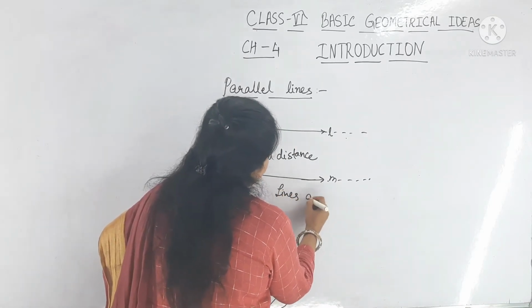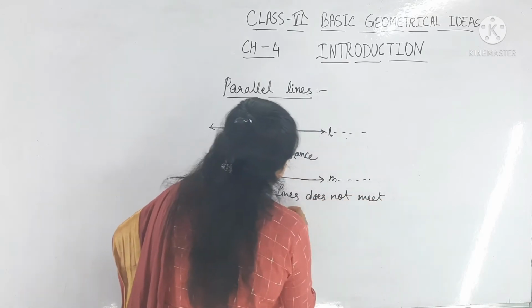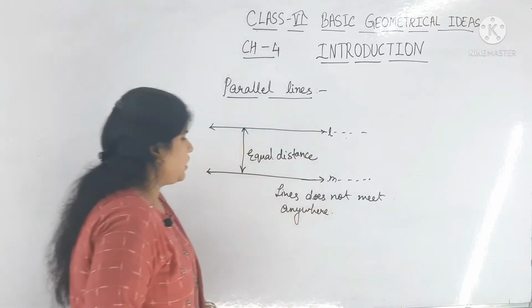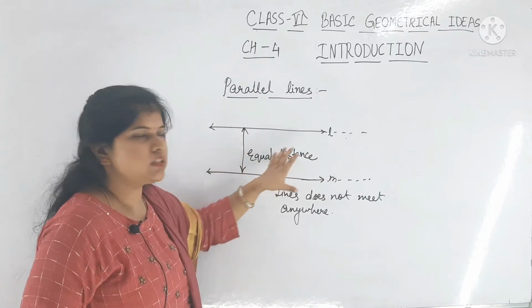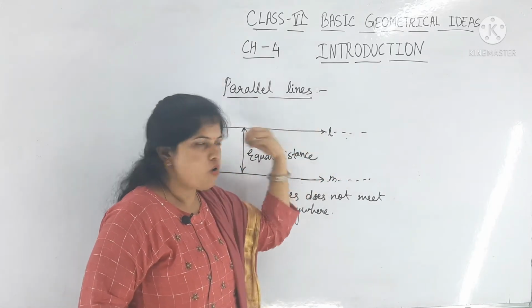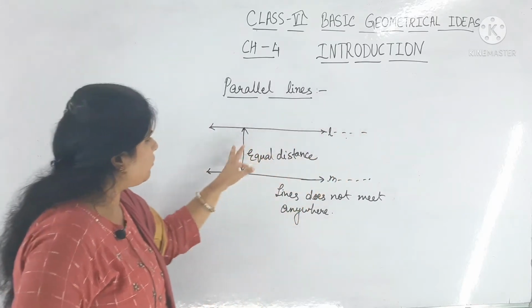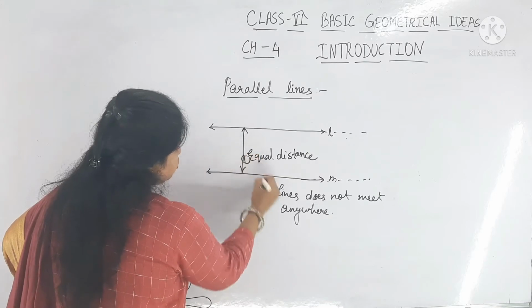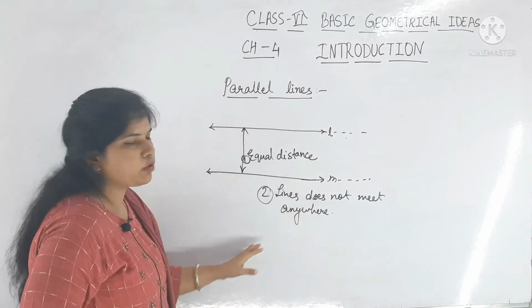Lines do not meet anywhere. Okay, it does not meet anywhere. It maintains this equal distance up till however far you have to extend. Okay, it will be the equal distance. So here these 2 points should be remembered. First, it should have equal distance, and the lines do not meet anywhere.